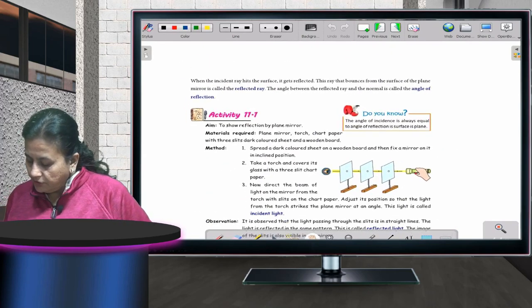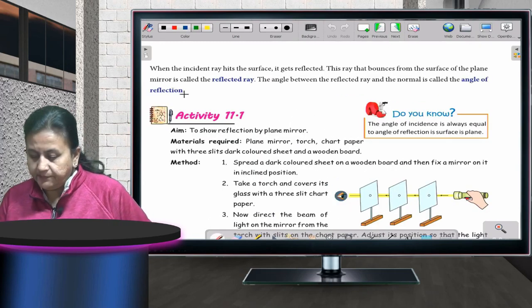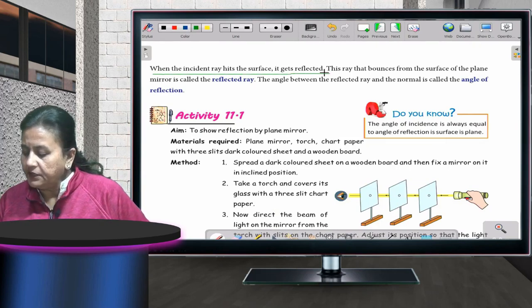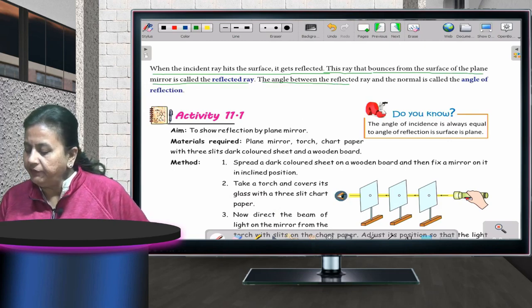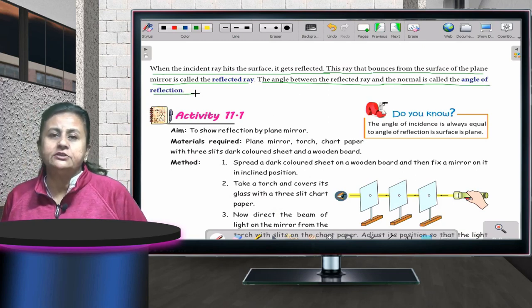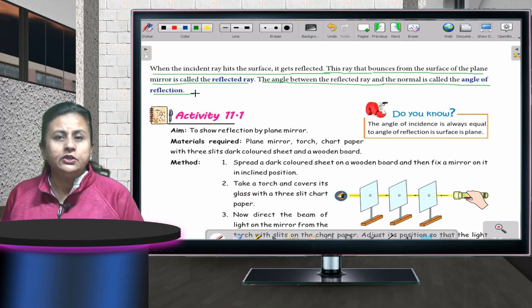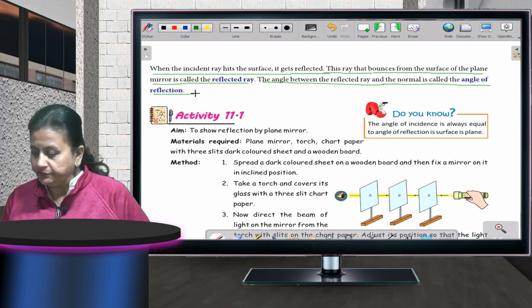You all can see on your screens now. When the incident ray hits the surface, it gets reflected. This ray that bounces from the surface of the plane mirror is called the reflected ray. The angle between the reflected ray and the normal ray is called the angle of reflection. And the diagram which I just now explained to you is very easy. You should be able to learn it. Draw, practice and learn.